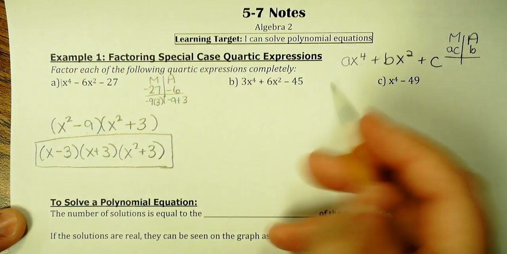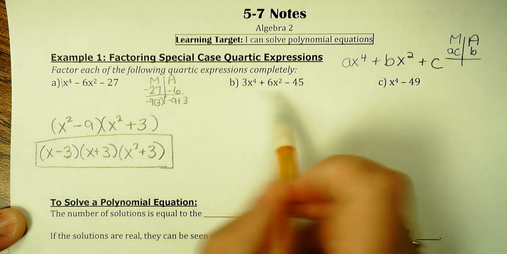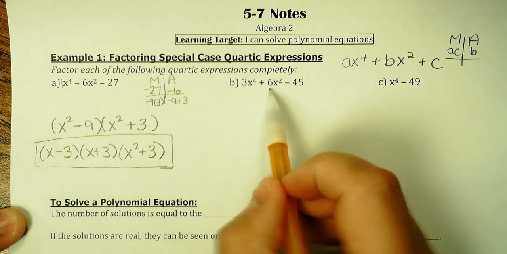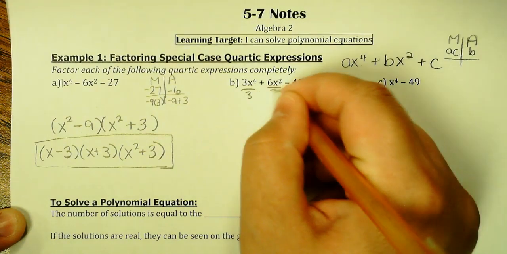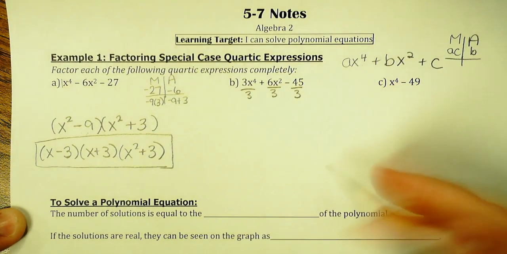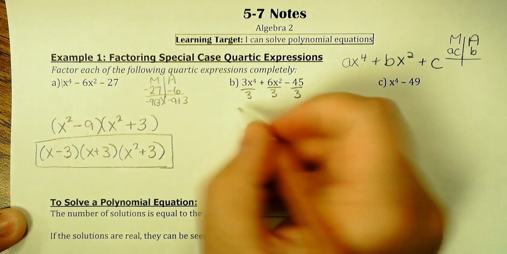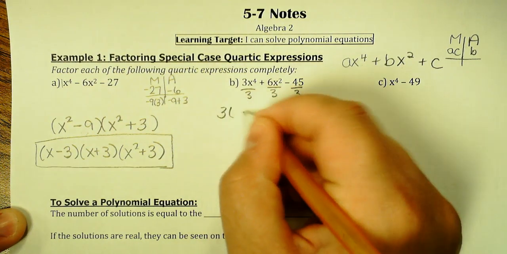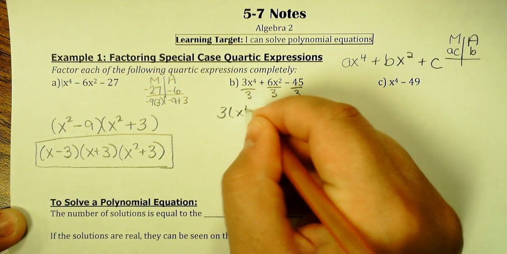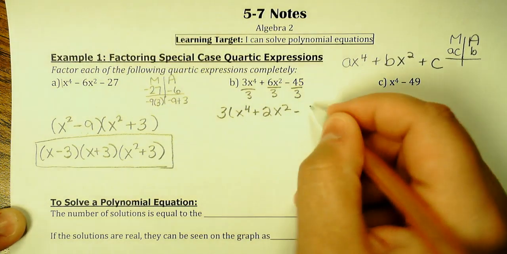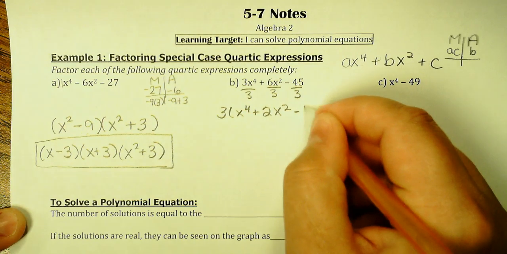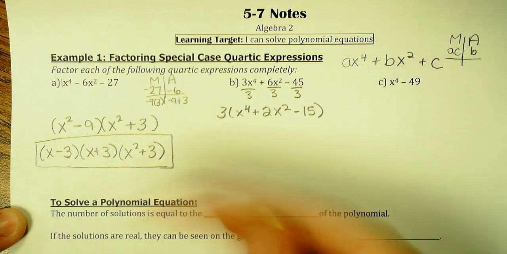Okay, so I'm going to repeat this process. So first thing you got to notice here, each one of these numbers, 3, 6, 45, they're all divisible by 3. So I'm going to take a 3 out in front. If you don't do this first, this process will not work. So make sure you always check for a greatest common factor. So this will just be x to the fourth, 2x squared, and 45 divided by 3 is 15. Okay, so keep the 3 out in front.